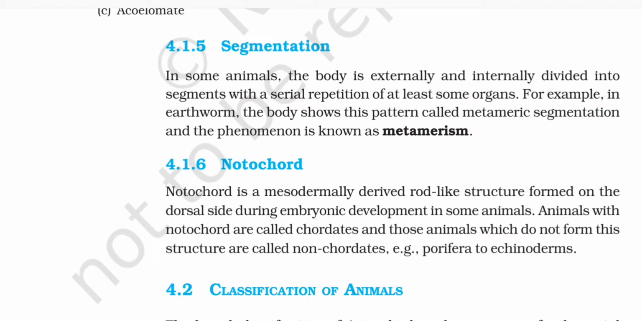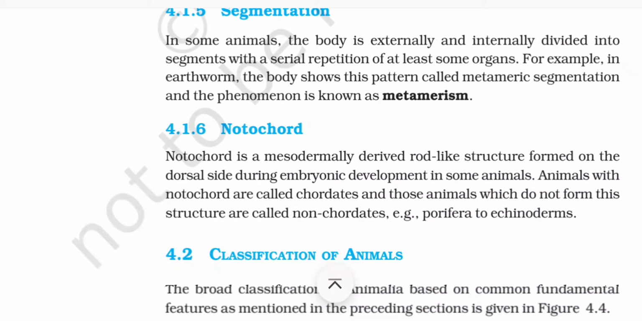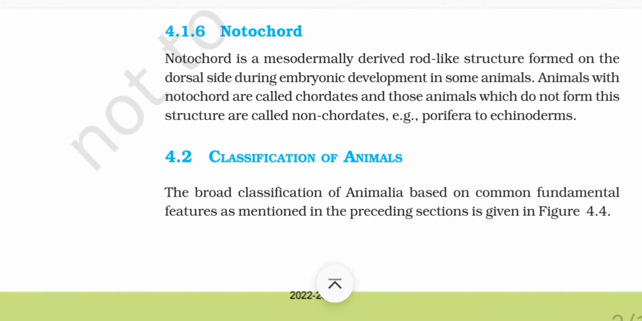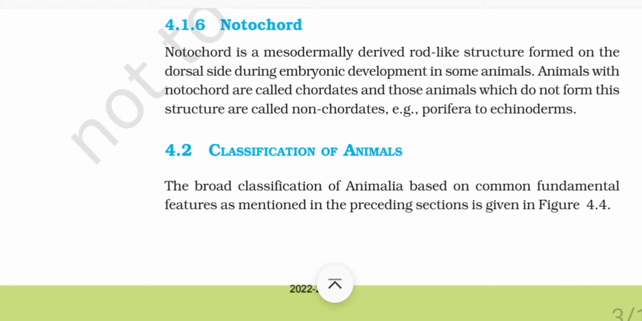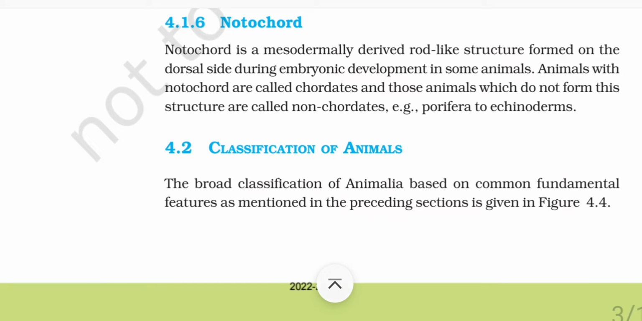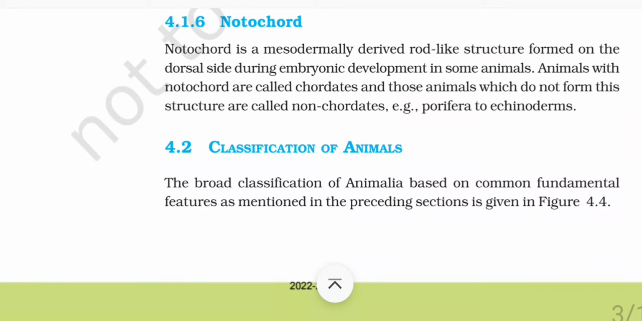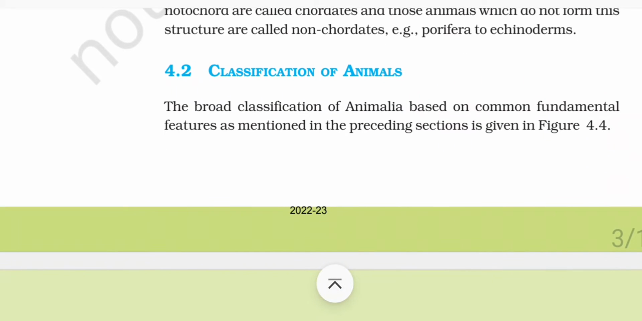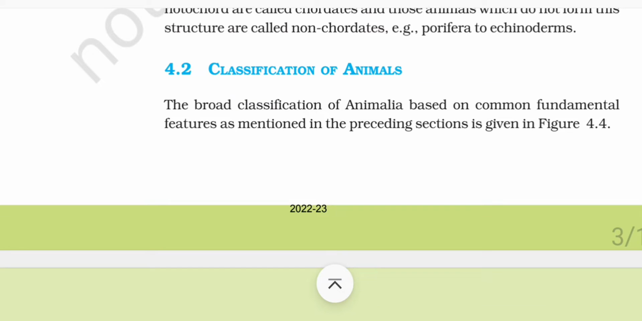4.1.5 Segmentation. In some animals, the body is externally and internally divided into segments with a serial repetition of at least some organs. For example, in earthworms, the body shows this pattern called metameric segmentation, and the phenomenon is known as metamerism. 4.1.6 Notochord. Notochord is a mesodermally derived rod-like structure formed on the dorsal side during embryonic development in some animals. Animals with notochord are called chordates, and those animals which do not form this structure are called non-chordates. Example, Porifera to echinoderms.